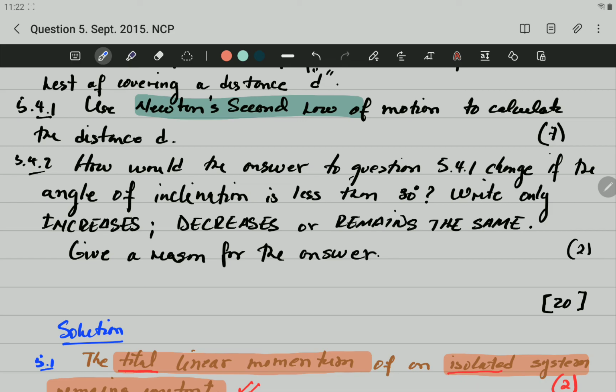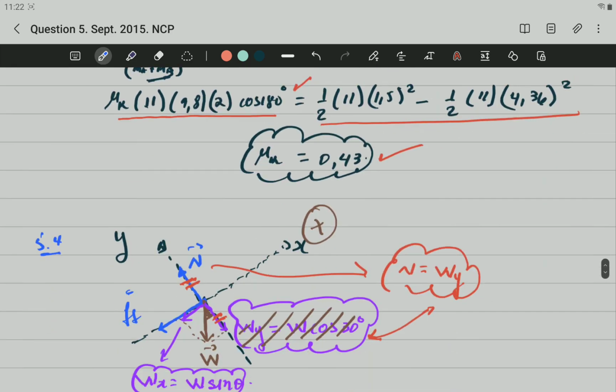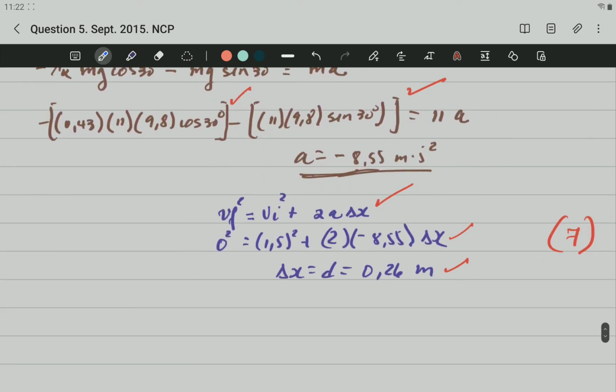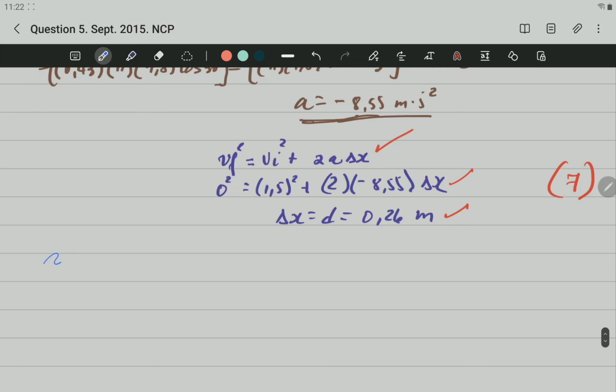And this question states, how would the answer on question 5.4.1 change if the angle of inclination is less than 30 degrees? Write increase, decrease, or remain the same, and give a reason for your answer. So what is going to happen here? I want to do this one real quick because now the time is taking long. Okay, so this is going to be 5.4.2. The answer is increase. Increases. That is the answer. And if you say that, obviously you get 1 mark.